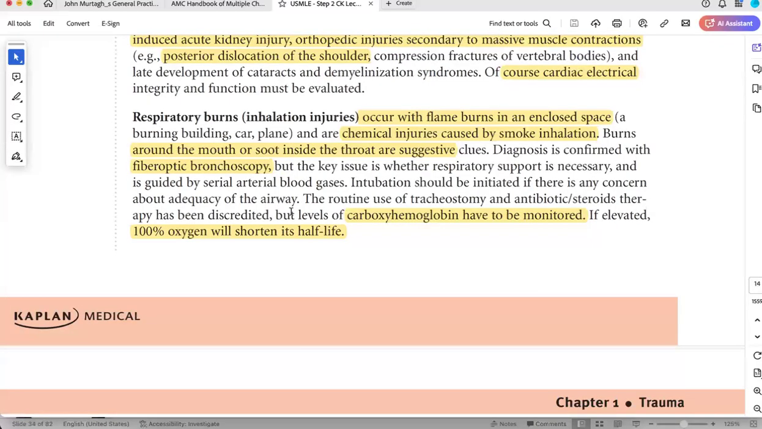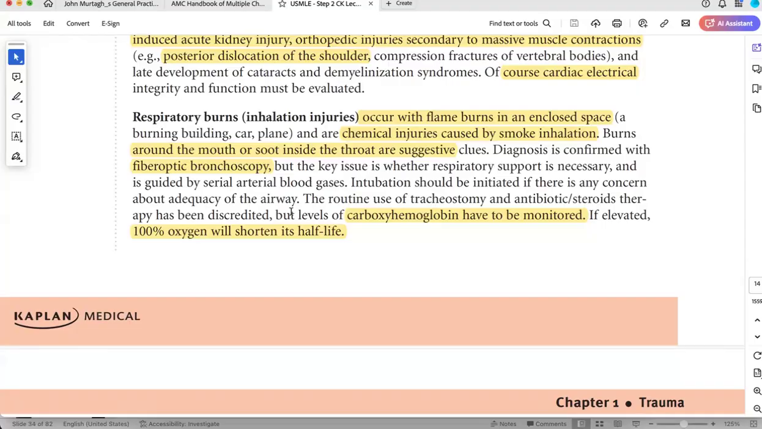Respiratory burn. So sometimes you will see a patient coming to you who was in an enclosed space and the building was burning. So a burning building, car, plane, and they're in an enclosed space. Sometimes the flame can injure more. So it can even injure the respiratory tract.